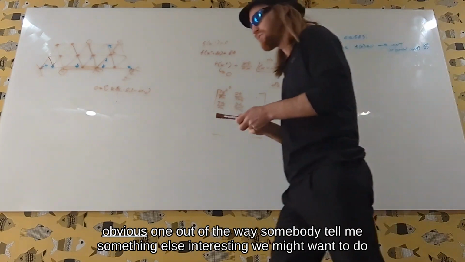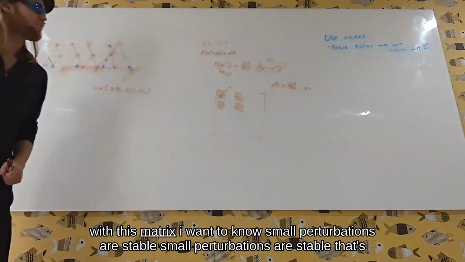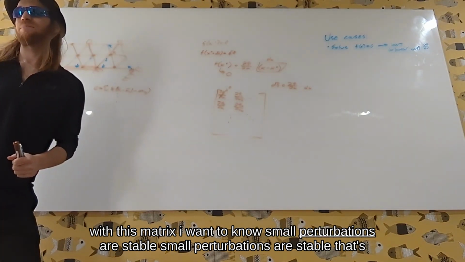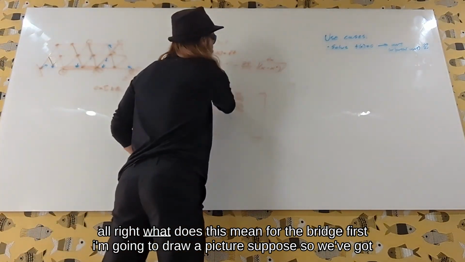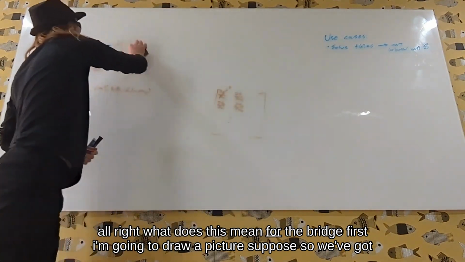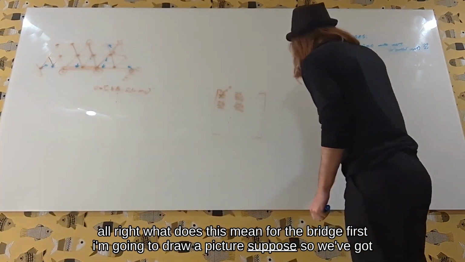All right, now we've got the obvious one out of the way. Somebody tell me something else interesting we might want to do with this matrix. I want to know if small perturbations are stable. Small perturbations are stable. That's a good one. All right. What does this mean for the bridge? First, I'm going to draw a picture.